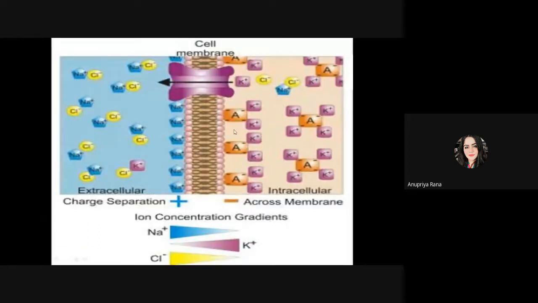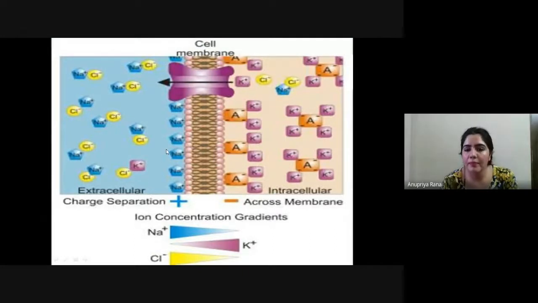There are two matrices present around a neuron. One is the extracellular, outward to the membrane, and the second is the intracellular, inward to the neuron. The voltage difference between these two will be known as the membrane resting potential.